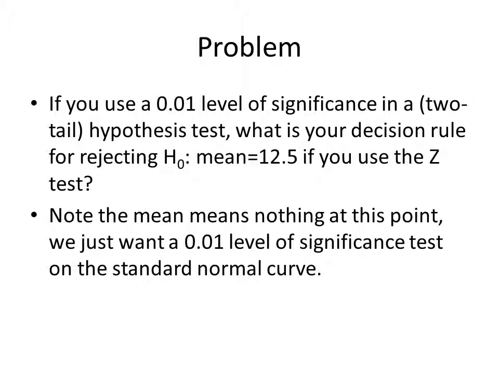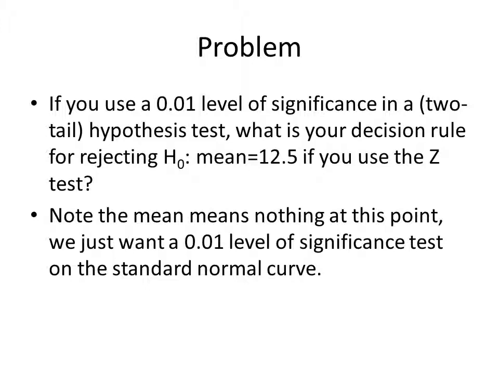Here's your problem. If you use a 0.01 level of significance in a two-tail hypothesis test, what is your decision rule for rejecting your null hypothesis that the mean is 12.5 if you're using the z-test? Z-test meaning you're using the standard normal curve.